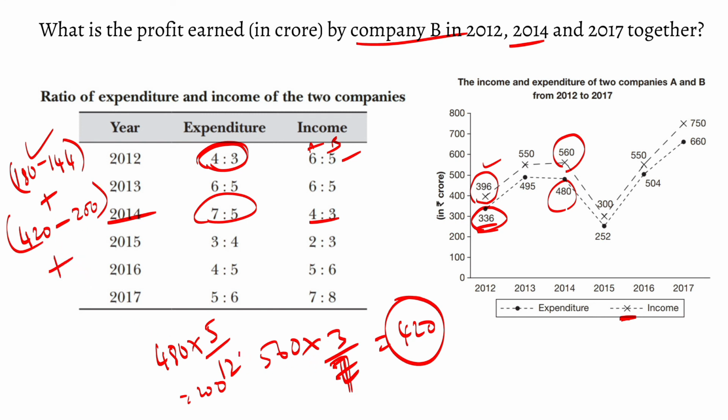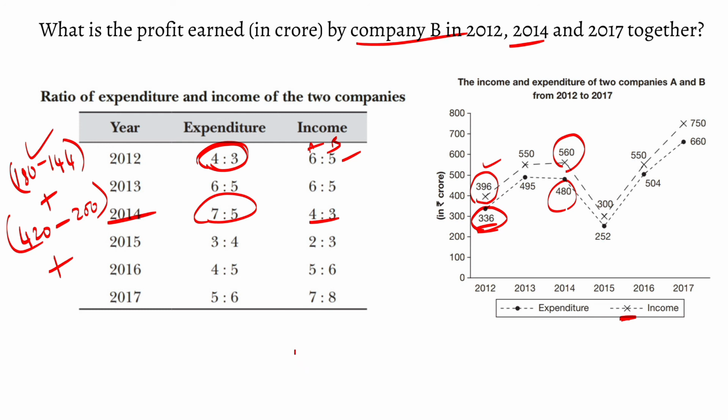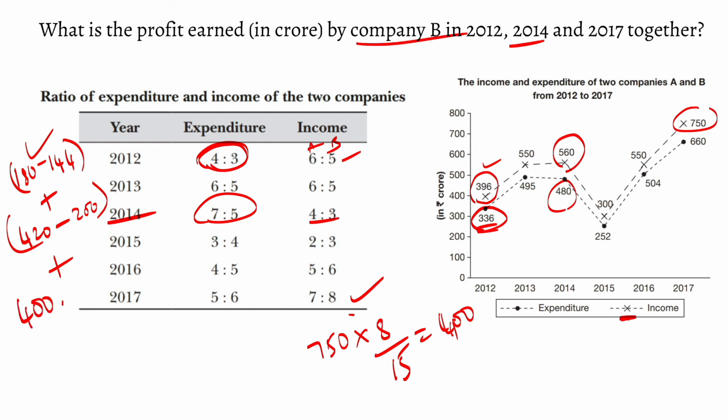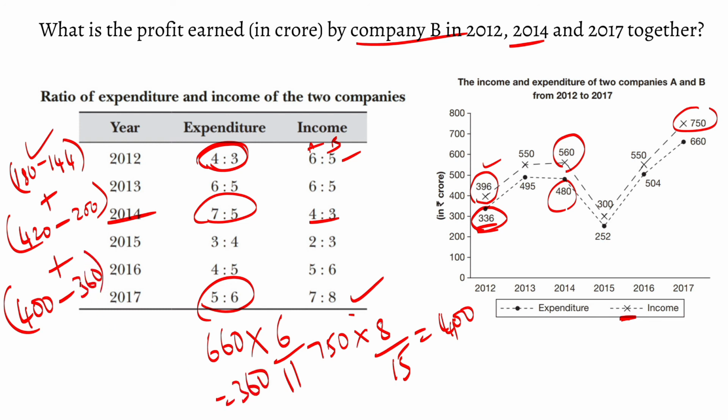Now calculate for 2017. In 2017, the income of both A and B is 750, out of which the income of B is 8 by 15. So this is equal to 400. 400 is the income of B. 400 minus expenditure. What is the expenditure of B? Total expenditure is 660. The ratio of expenditure is 5:6, so 6 by 11. This is equal to 360. So minus 360. These all are expressed in crores. So 180 minus 144, and if we add these, subtracting the expenditures, we will get 116 crores.